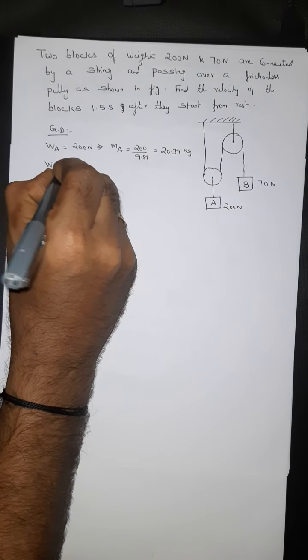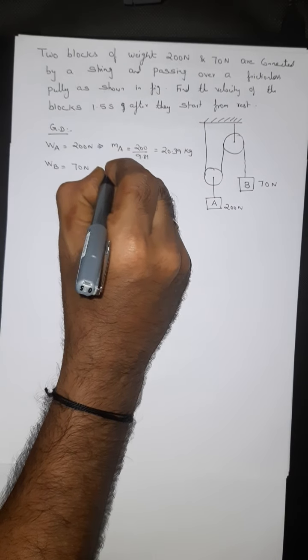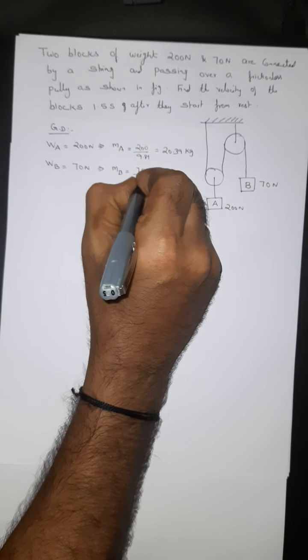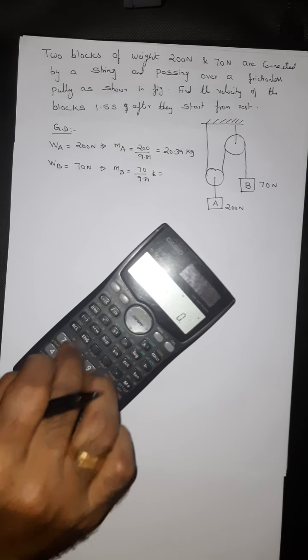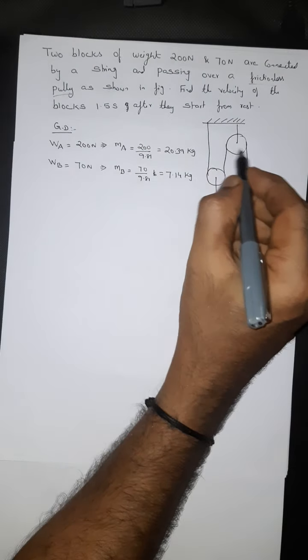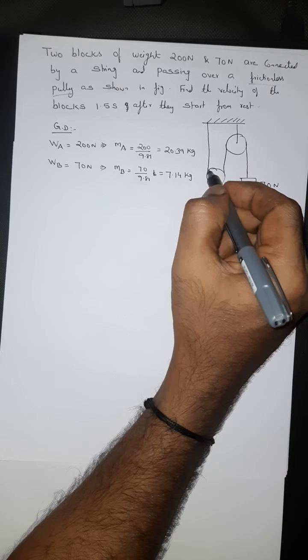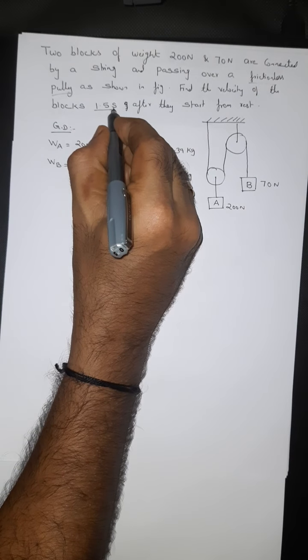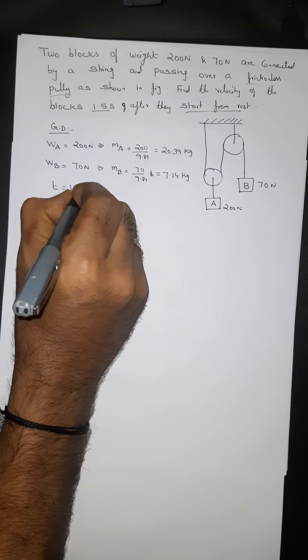Then weight of block B is 70 Newton. Converting this from Newton into kilogram, it is equal to 70 divided by 9.81, which works out to 7.14 kg. Connected by a string and passing over a frictionless pulley. So therefore there won't be any friction between the string and the pulleys. Find the velocity of the blocks 1.5 seconds after they start from rest. So t is equal to 1.5 seconds.